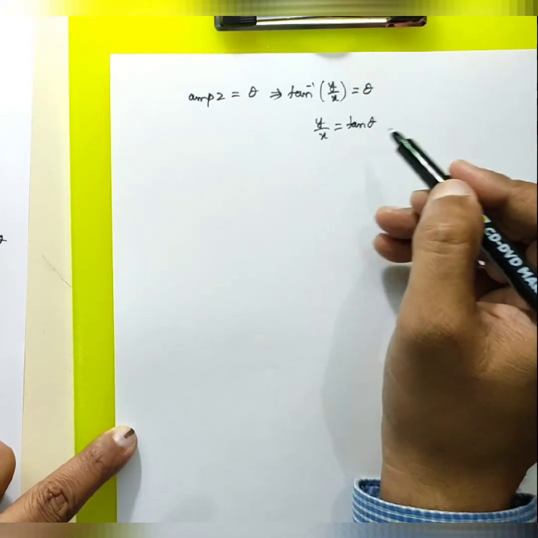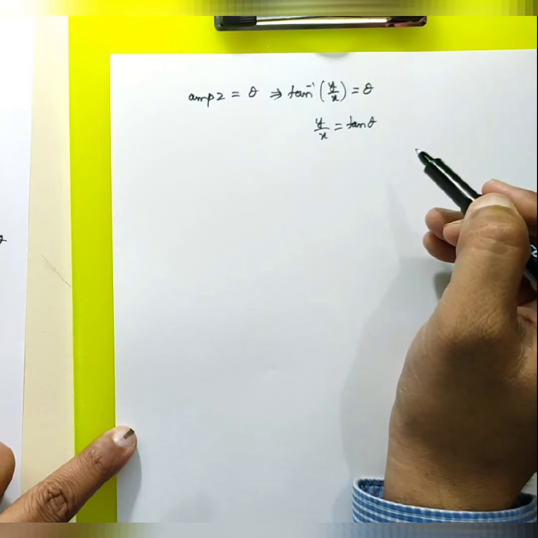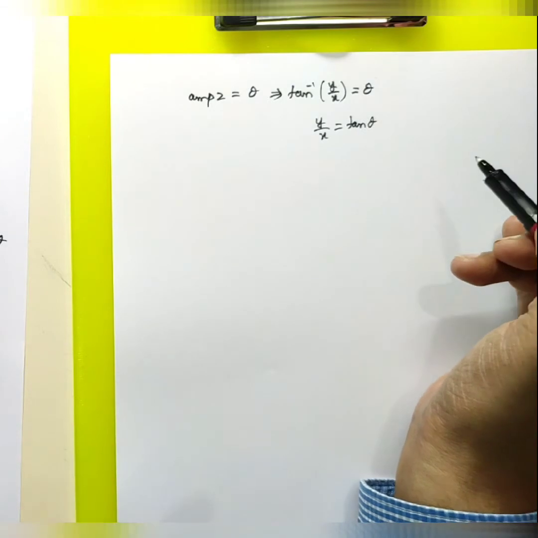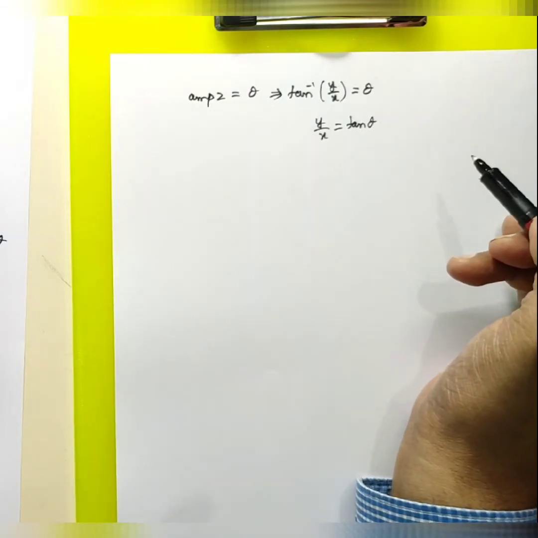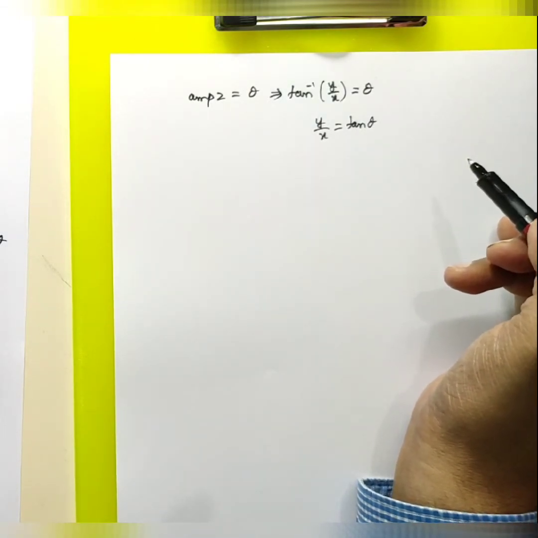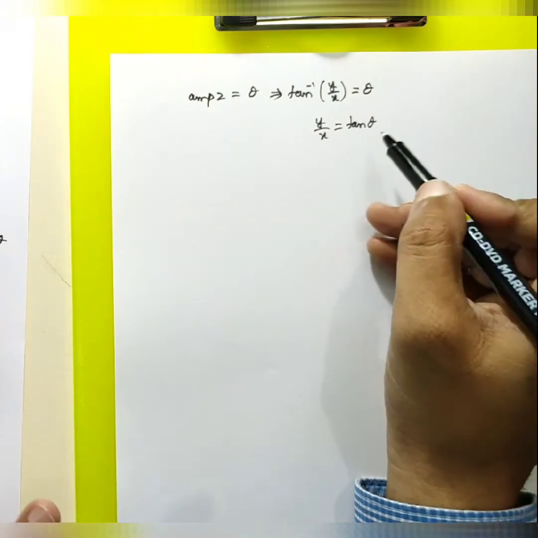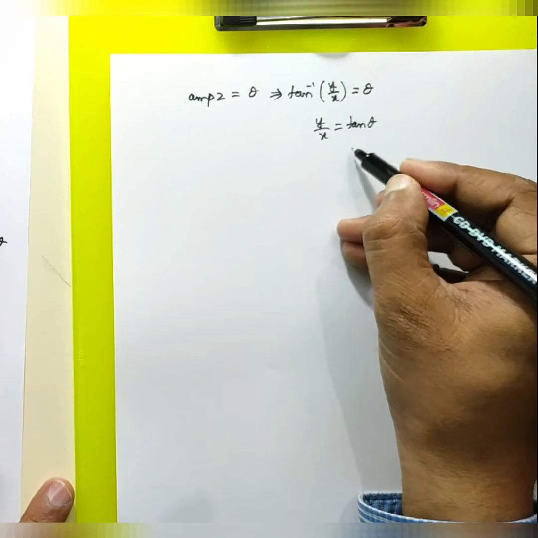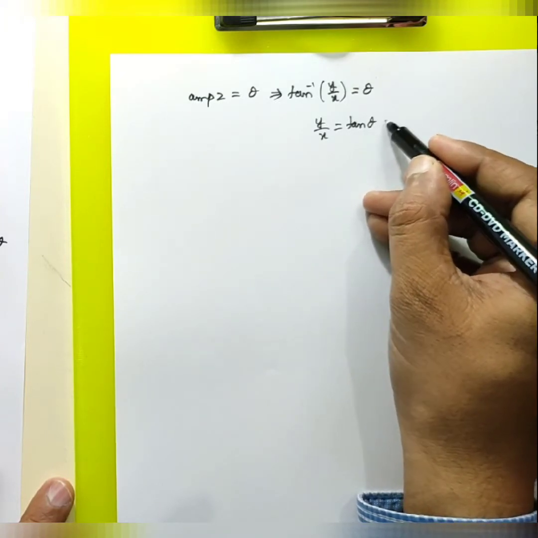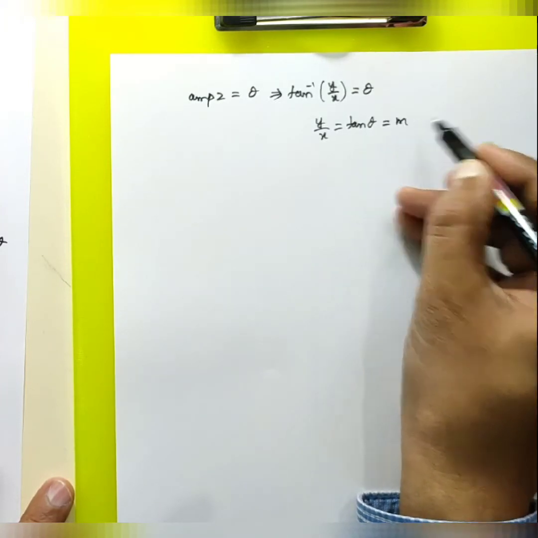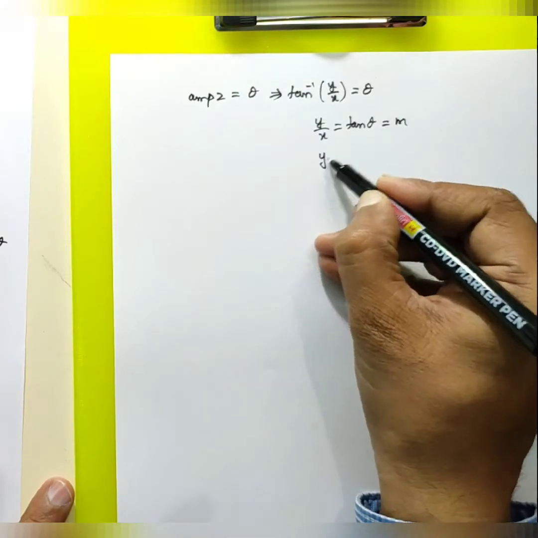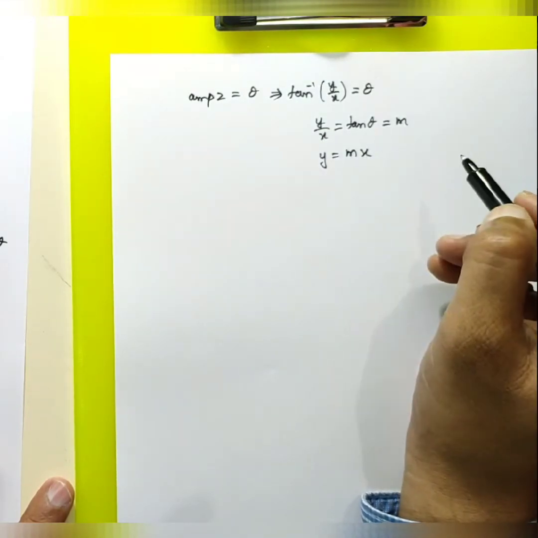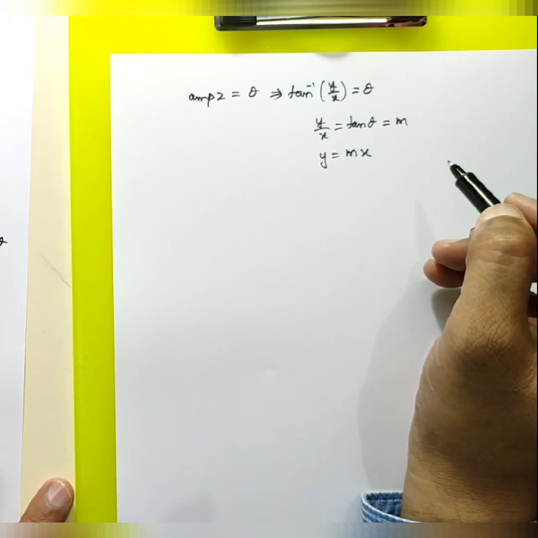Alright, so we got y by x equals tan theta. So what does this represent? y by x equals tan theta represents a straight line in the w plane where this value of theta is constant. That means tan theta represents the slope, so I can write that as m. So y will be equal to m times x, cross multiplying this x.